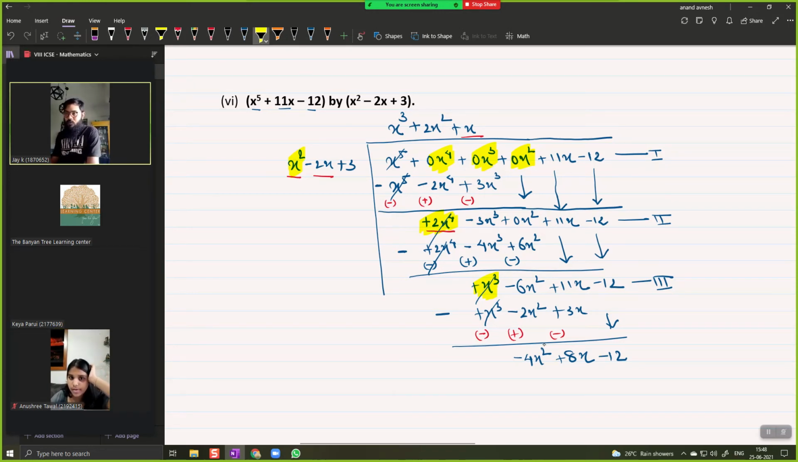We are in the fourth step, and again we'll follow the same methodology. What we'll do is we'll take the first term of our dividend and divide it by the first term of the divisor. So minus 4x square will be divided by x square.